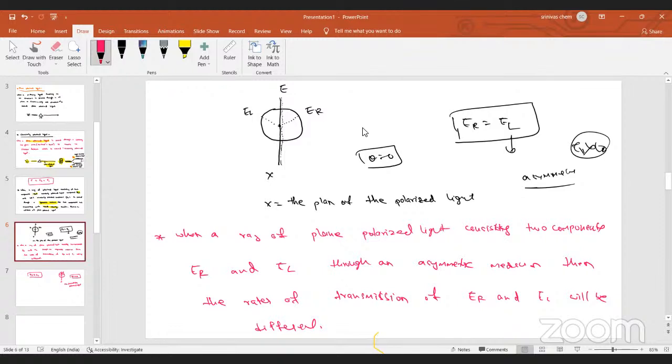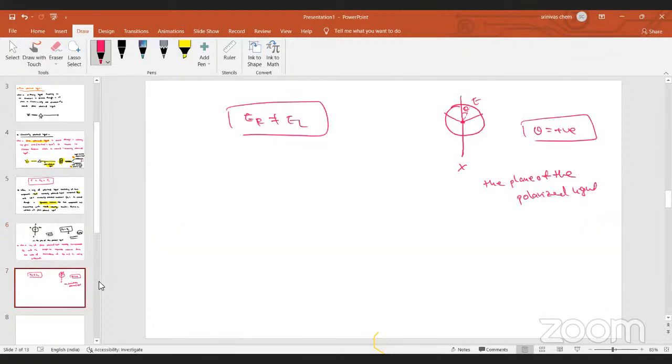In the next case, these two components ER and EL, right circularly polarized light and left circularly polarized light, pass through an asymmetric medium. Here the rates of transmission of ER and EL will be different, that is ER not equal to EL. So theta equal to some positive value. This phenomenon is known as circular birefringence. Clear?